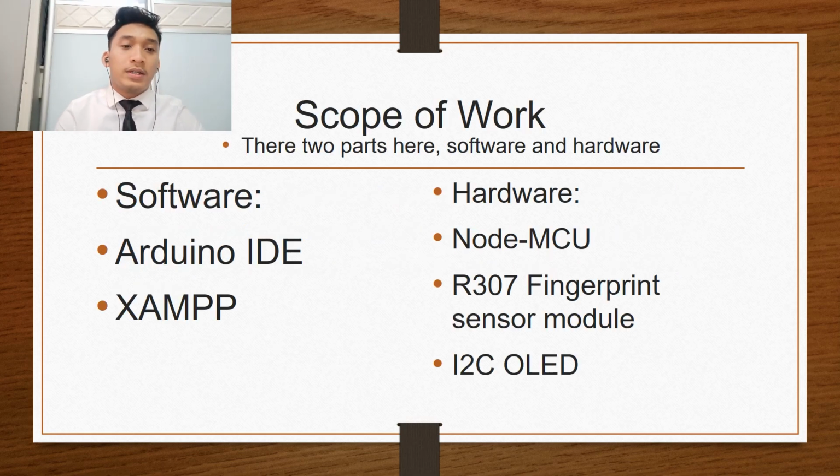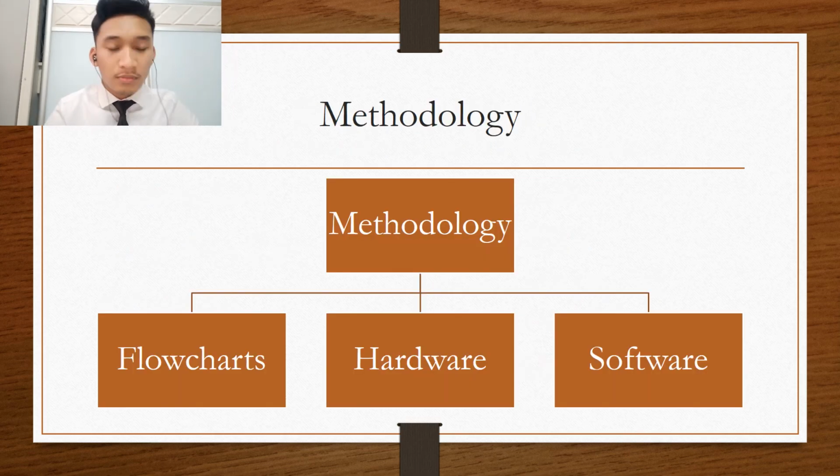Scope of work: there are two parts here, software and hardware. The software, first Arduino IDE and second XAMPP. For the hardware, first NodeMCU, second fingerprint sensor module, and the last one I2C OLED display. Methodology: there are three parts here in methodology. First one is flowcharts, second one is hardware, and the third one is software.